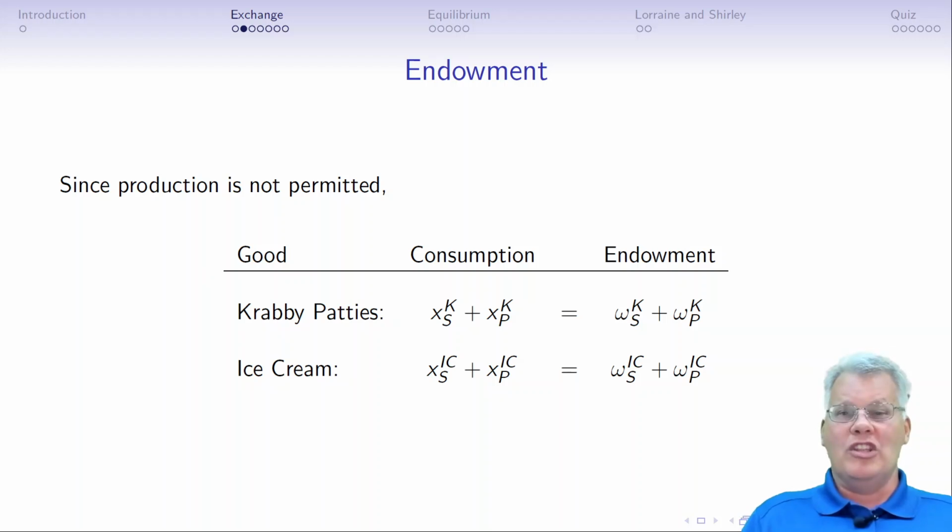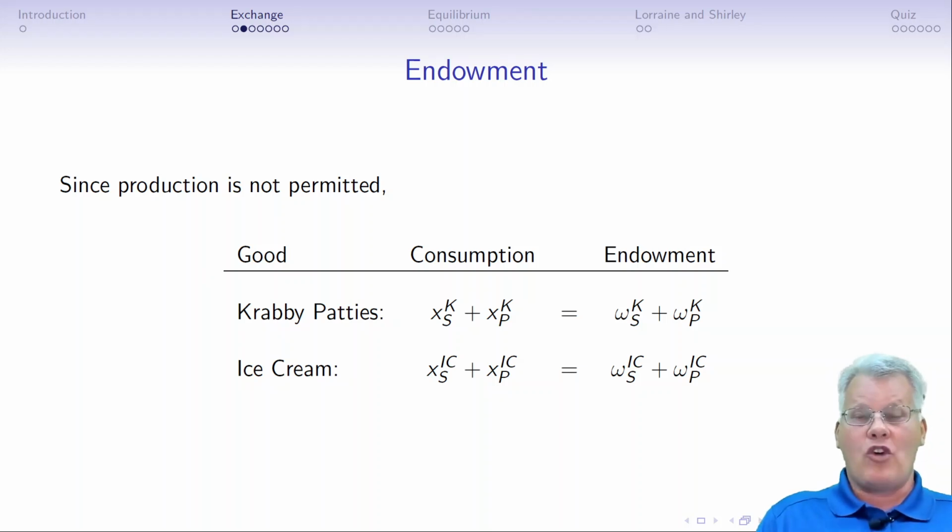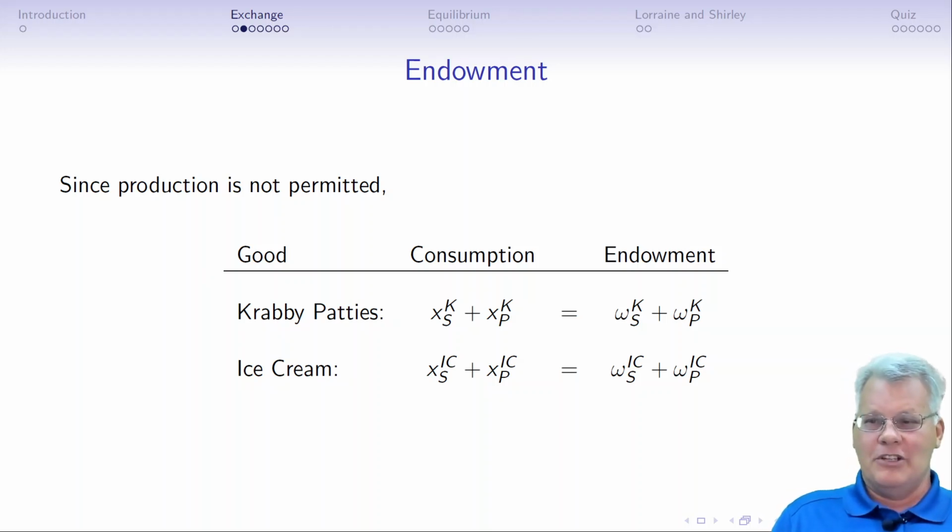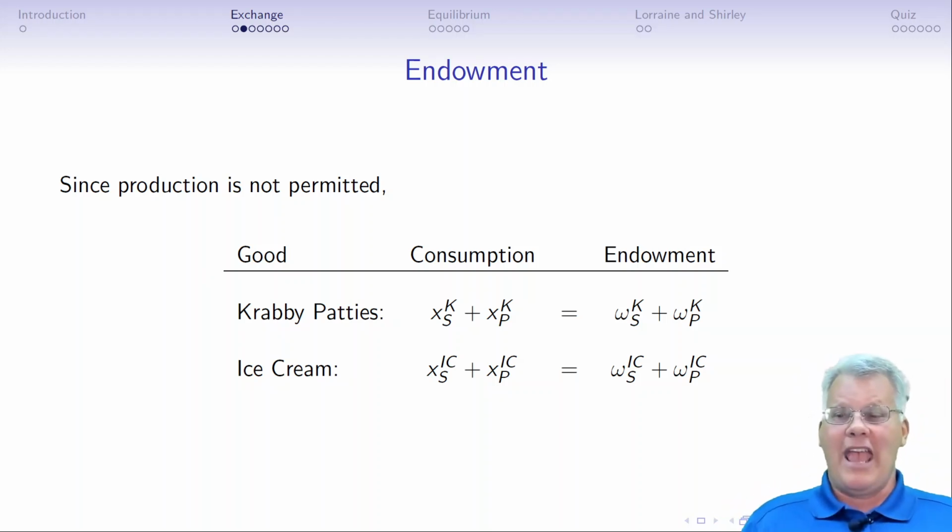And the new notation that Varian introduces at this point is the Greek letter omega to represent an endowment. So in the first line, you'll notice I have omega super K sub S. So that is SpongeBob's endowment of Krabby Patties. So before any trading takes place with Patrick, this is the quantity of Krabby Patties that SpongeBob has. Patrick also has an endowment of Krabby Patties. So with consumption not allowed in this simplified economy, this is the quantity of goods that exist. And the same sort of thing happens for ice cream, right? SpongeBob has an endowment of ice cream. Patrick has an endowment of ice cream.